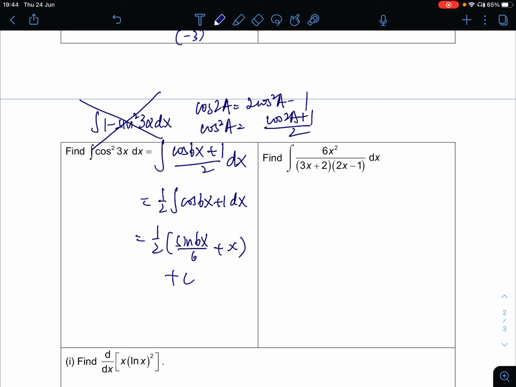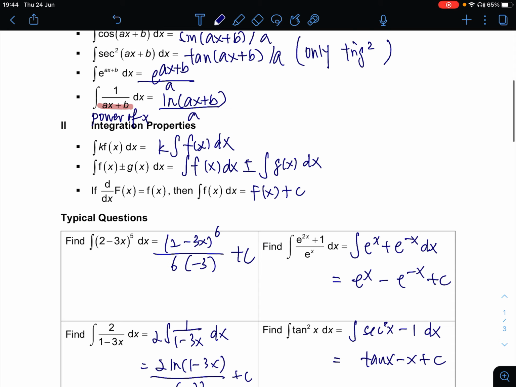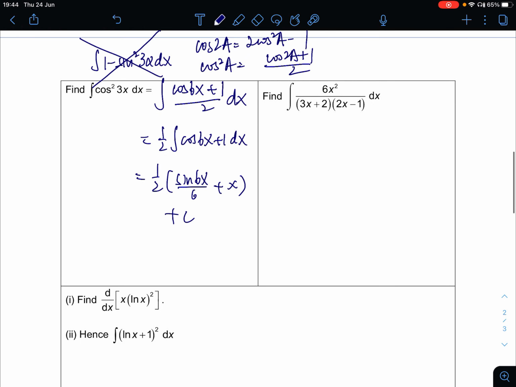Okay. When you see this 6x squared over (3x plus 2)(2x minus 1), you cannot integrate numerator, integrate denominator. It doesn't work. There is no such rule as integrate numerator, denominator. There's only integrate plus minus. There's no integrate times, there's no integrate division. Okay, so for this, you must apply partial fractions. Okay, so all the best. Normally the question will guide you that you must do partial fraction.